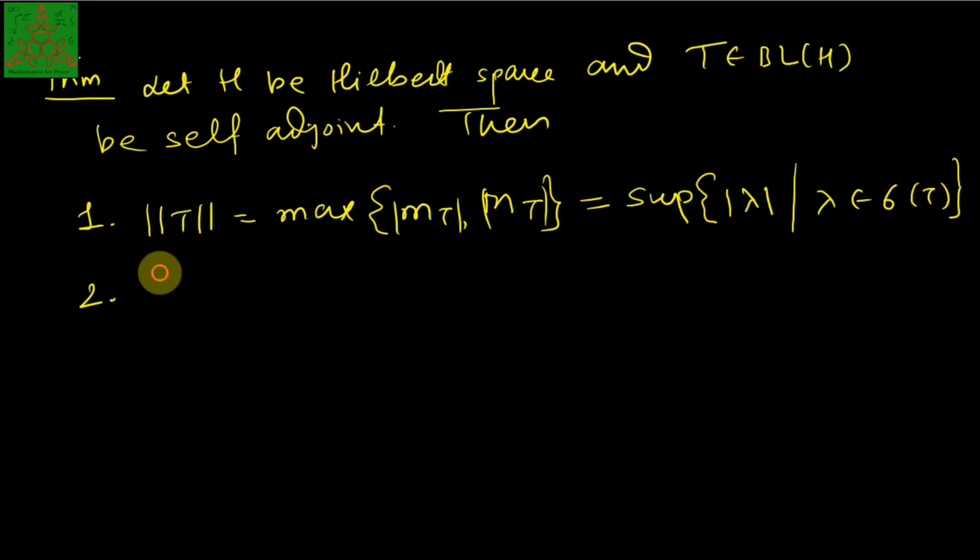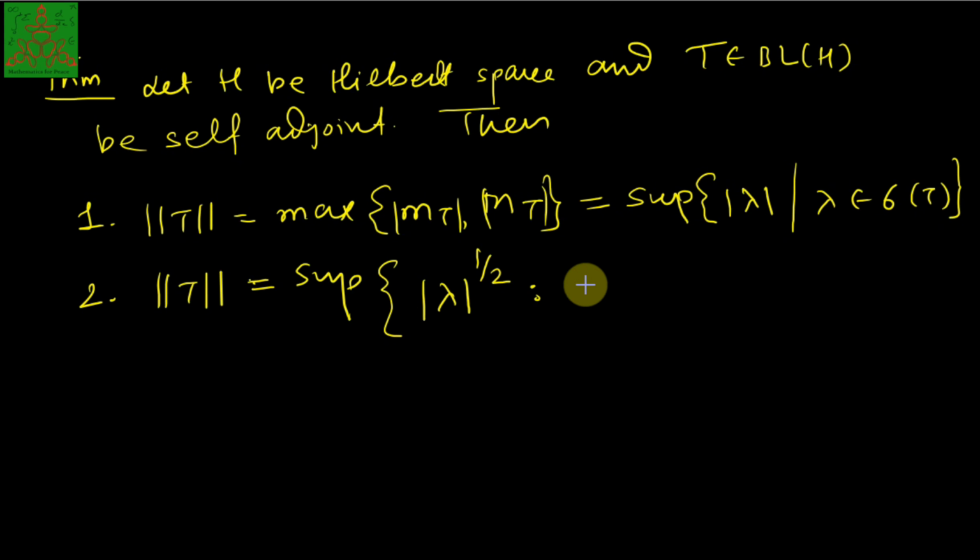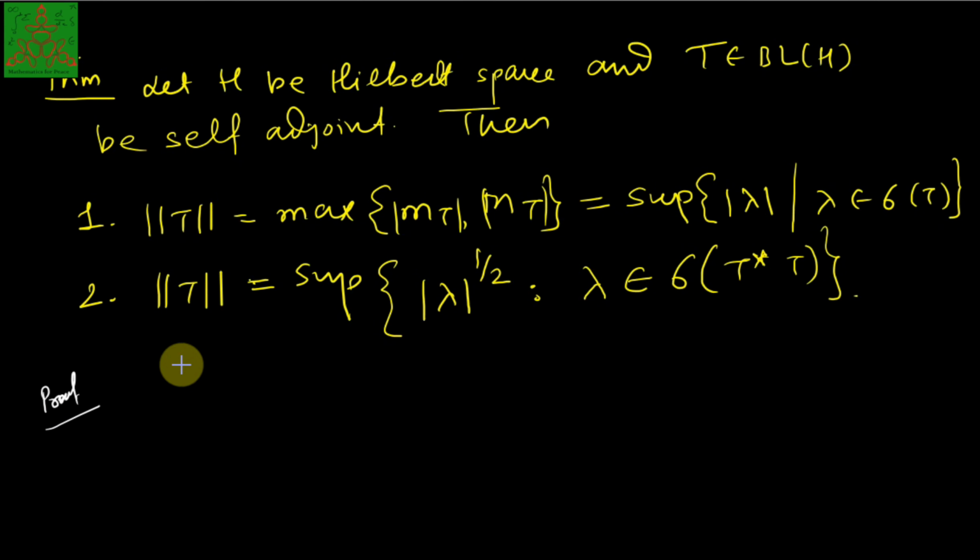The second result says that the norm of T, we can have, is the square root of the supremum of mod of lambda, where lambda belongs to the spectrum of T star T. Let us try to prove the first statement here, and the proof is very small and straightforward.